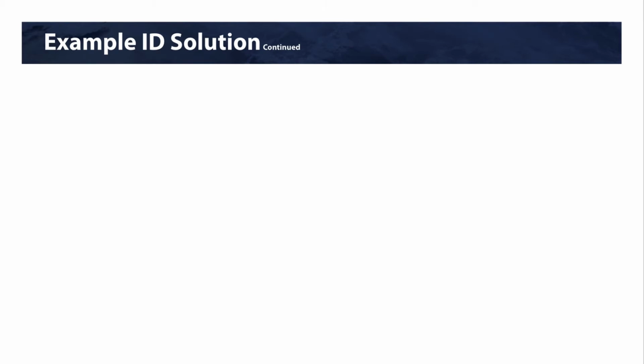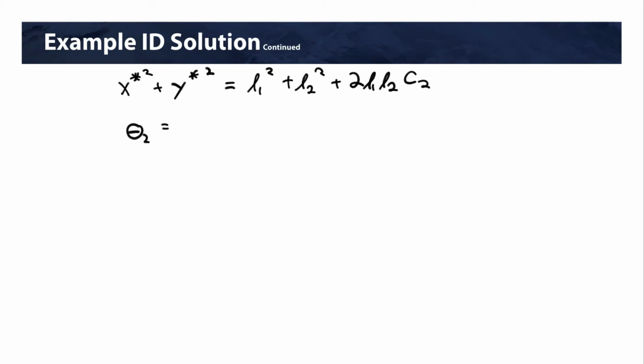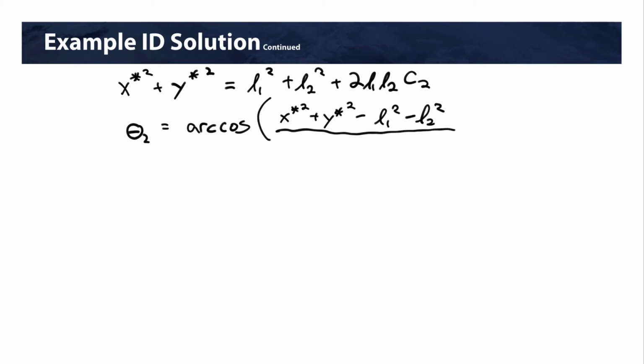So let's write that out again and see how we're going to solve that. We have x star squared plus y star squared, and we know these two terms, is equal to L1 squared plus L2 squared plus 2 L1 L2 C2. Now you may want to try right away saying, well, I can do theta 2 is equal to the arc cos of x star squared plus y star squared minus L1 squared minus L2 squared, all over 2 L1 L2.